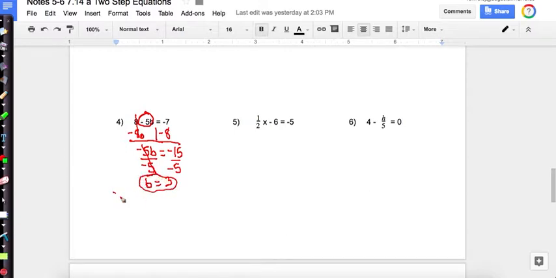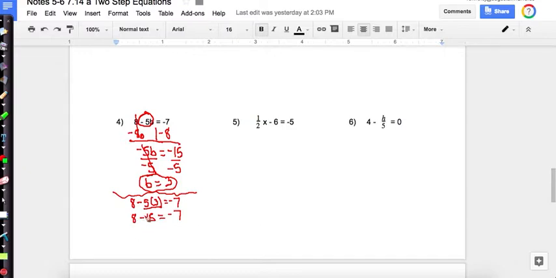Circle our answer, and we're going to show our check for this one because this one's a little bit different than the other ones. So we have 8 minus 5 times 3 equals negative 7. Order of operations says do 5 times 3 first. So 5 times 3 is 15. So we have 8 minus 15 equals negative 7.